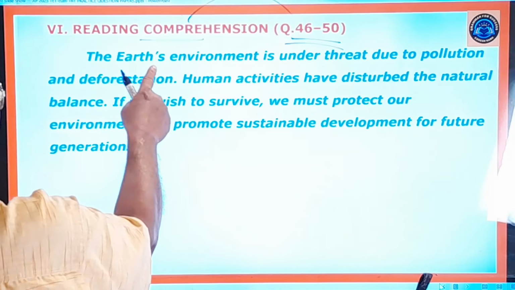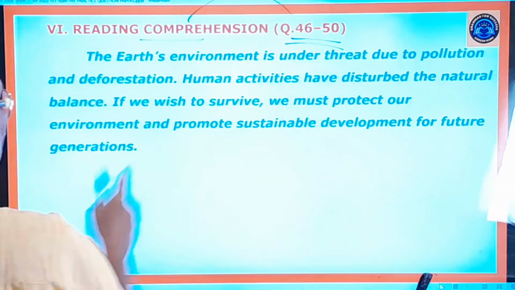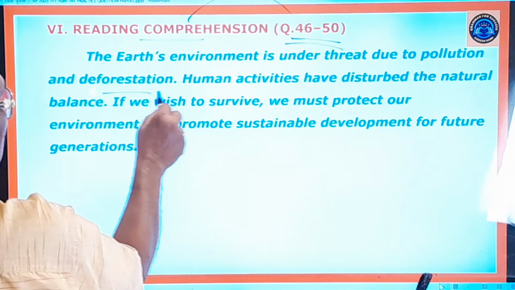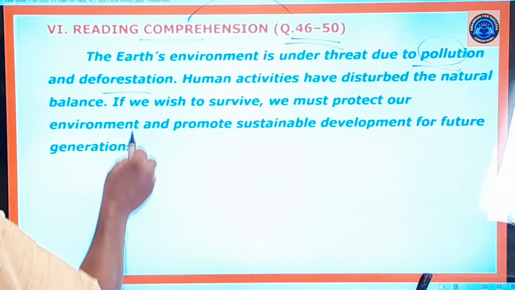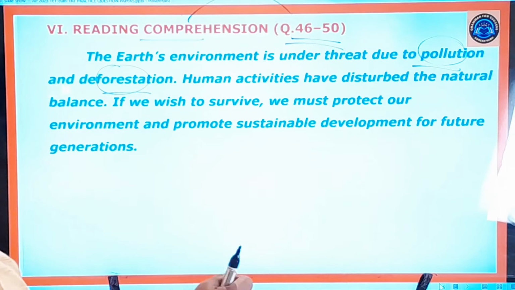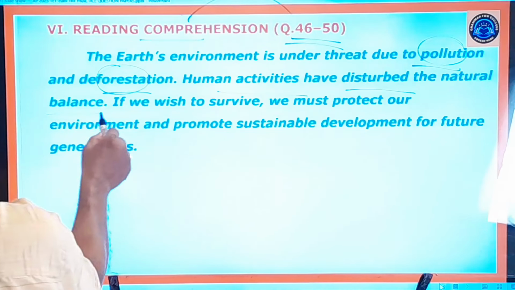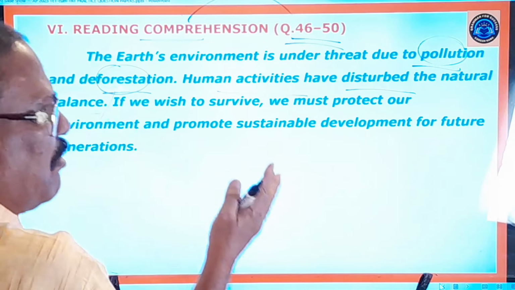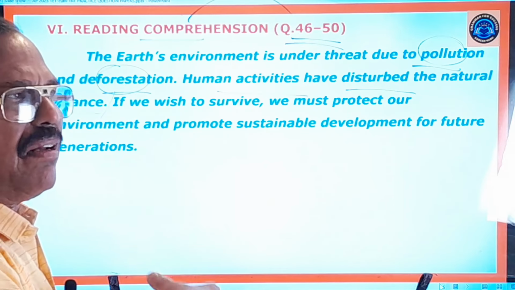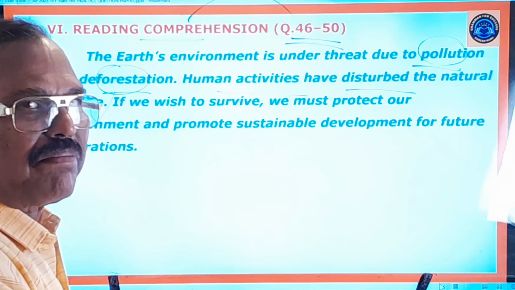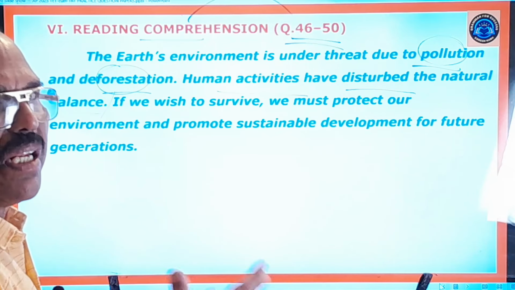Here, the Earth's environment is under threat due to pollution and deforestation. These are very important. Today you can find a lot of pollution everywhere, and you can also find deforestation, especially in India. Human activities have disturbed the natural balance. And that is why in Hyderabad, in Andhra Pradesh, Telangana, and in India, you can find unexpected rains, heavy rains, and storms. All such things are happening.